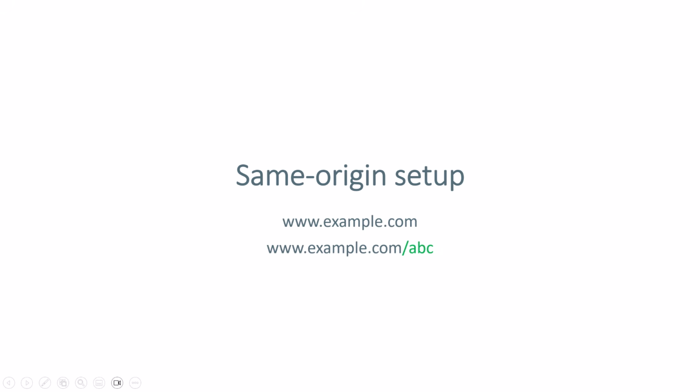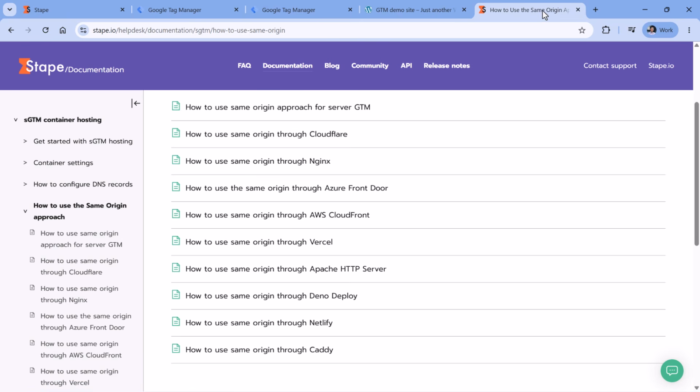Now, the steps to configure this vary a lot depending on where you are hosting your website and what kind of content delivery network you are using. But if, for example, you're using Stape, then they have a bunch of different tutorials for different vendors that you can just follow and implement. Basically, what happens here is that in front of your website server and your server-side Google Tag Manager container, there is something, let's say a load balancer or content delivery network, that is using the same IP address.